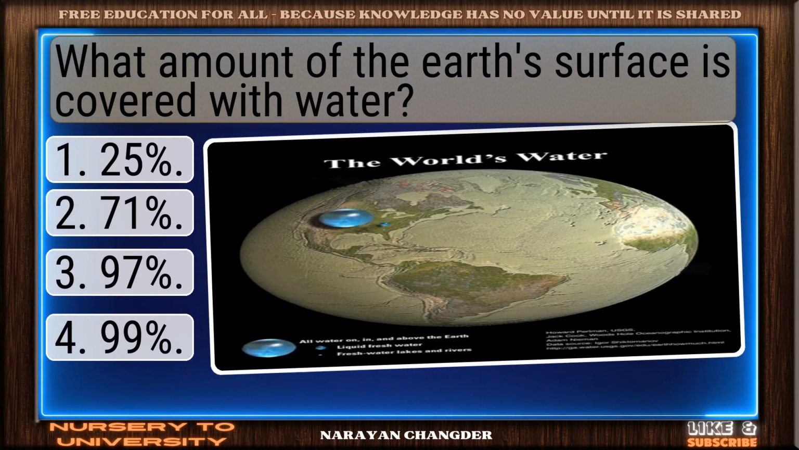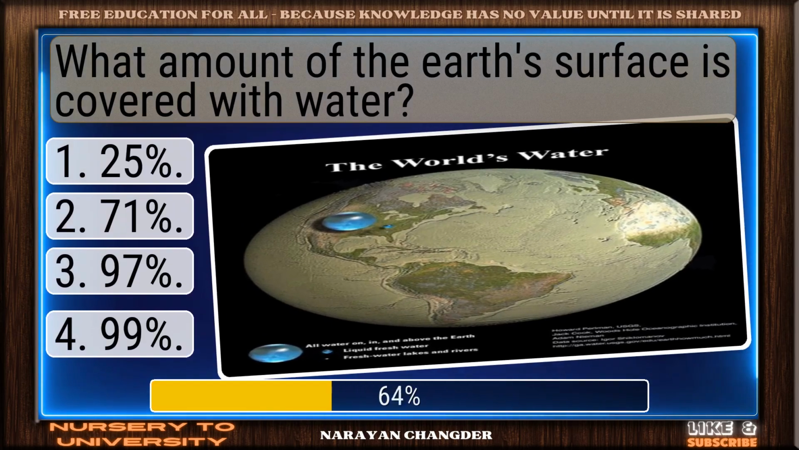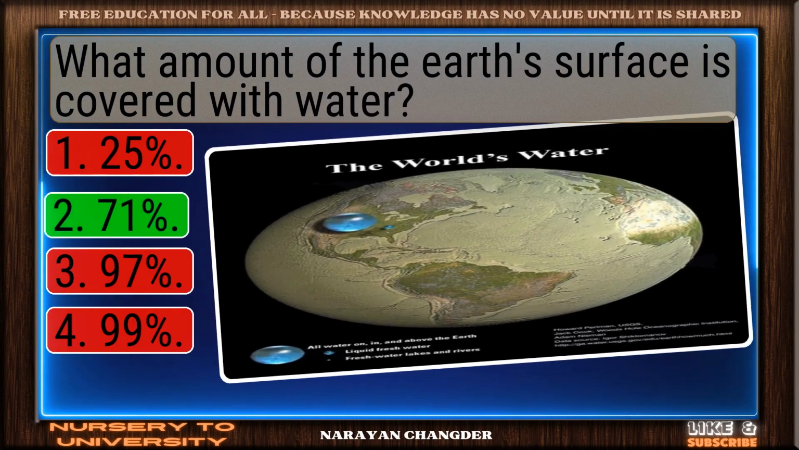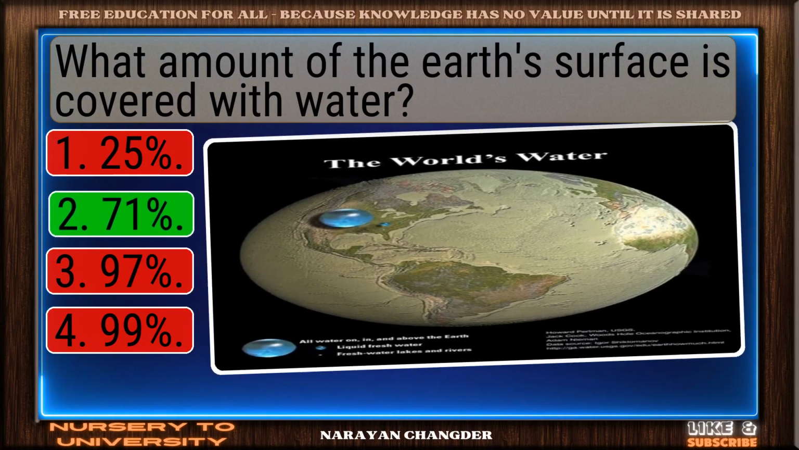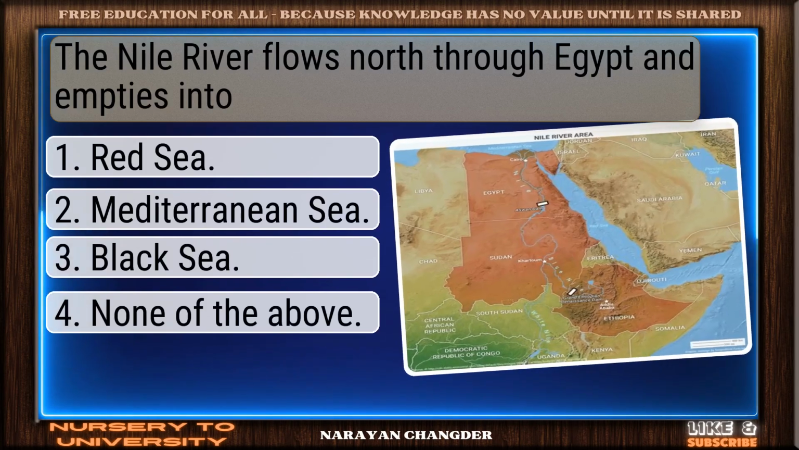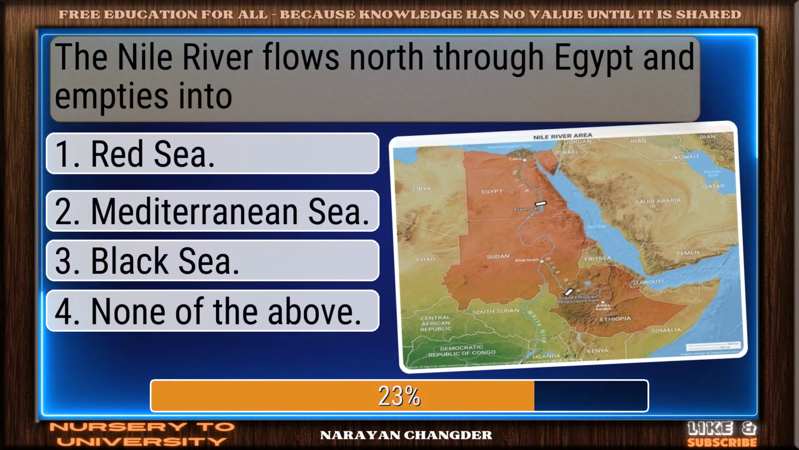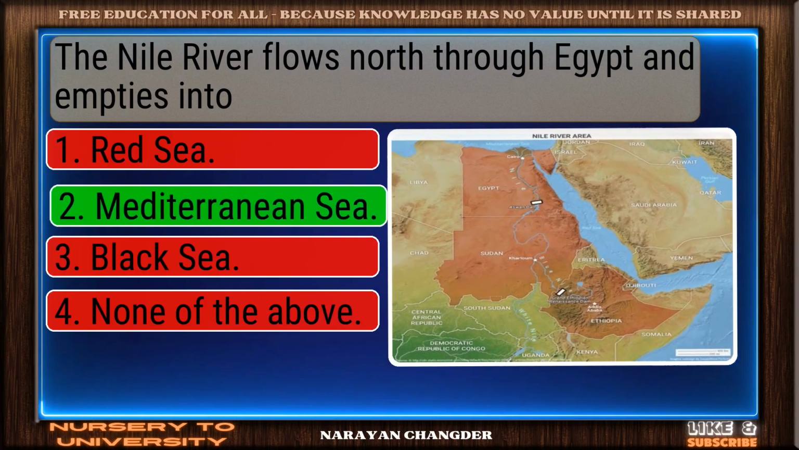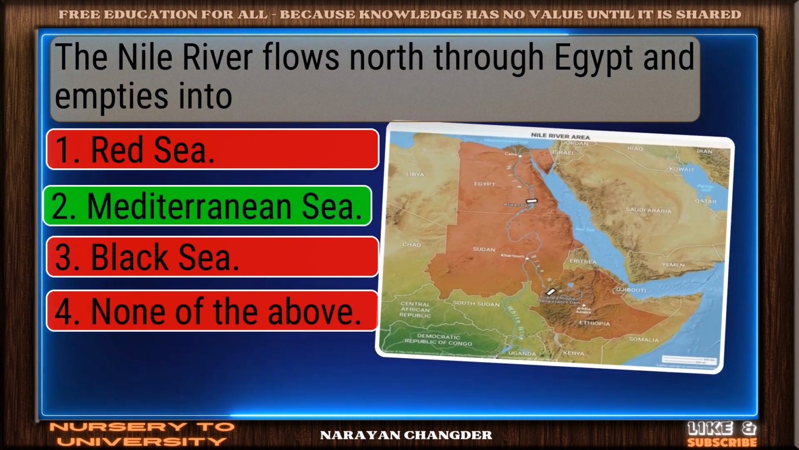What amount of the Earth's surface is covered with water? Clear logic. Your choice 71% is sound and 100% true. The Nile River flows north through Egypt and empties into. Great job. Mediterranean Sea is the accurate answer.